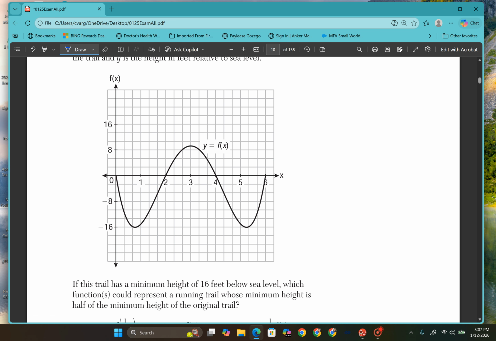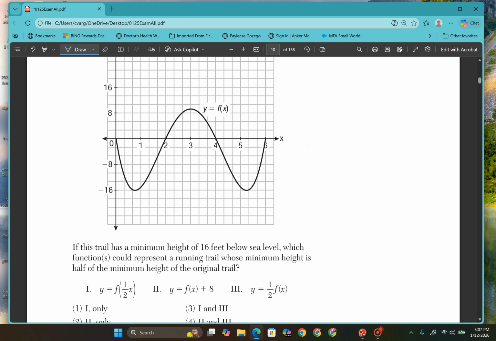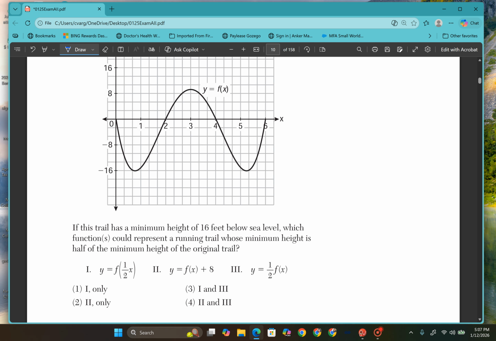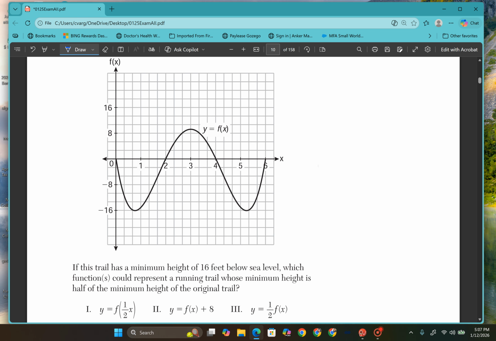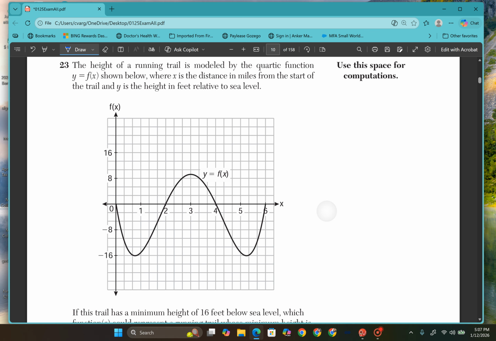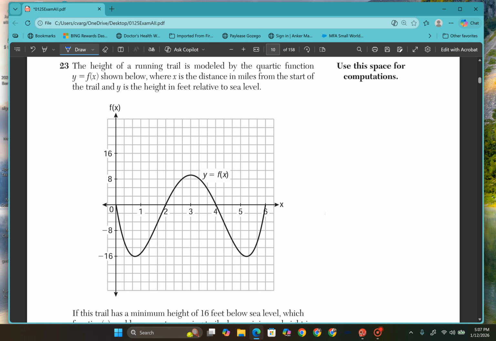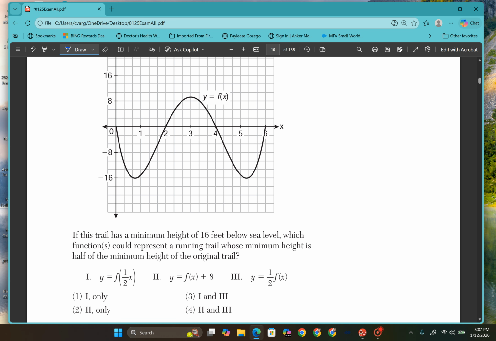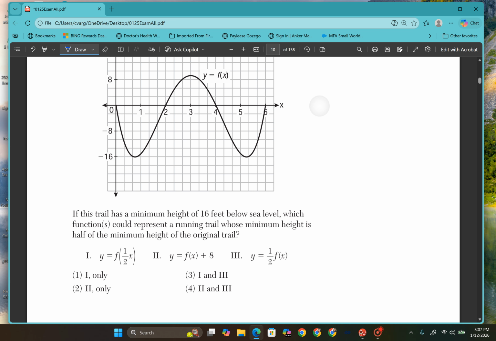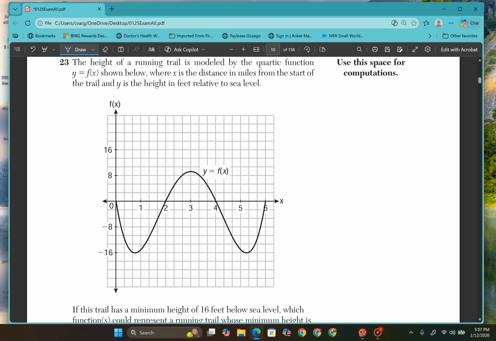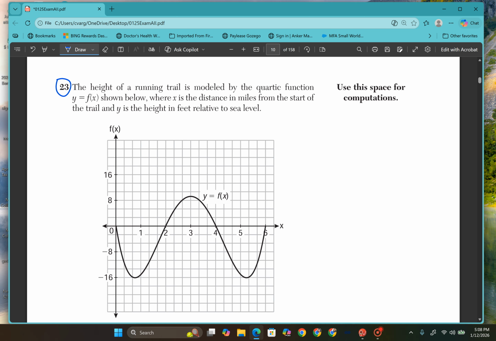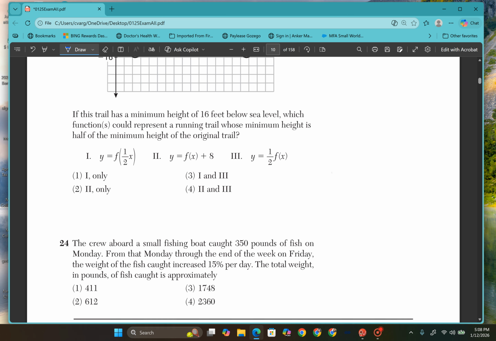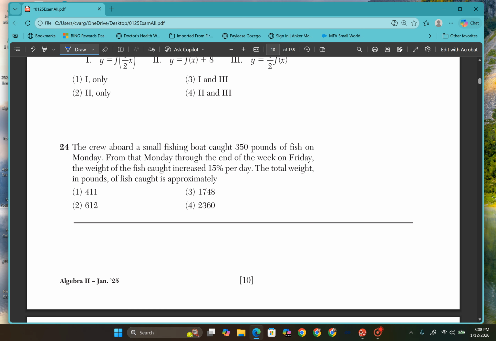This question right here, what is half of the minimum height of the original trail? Which one of these could be? Should I count this? This is questionable, I guess. Actually, completely doable. Okay, I'm going to count this because this is not really a sine cosine thing. And then this last one right here, pound of fish. I'm going to say no.